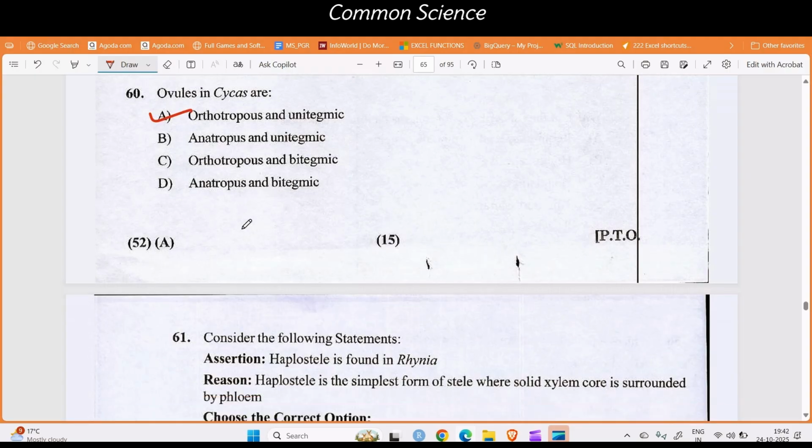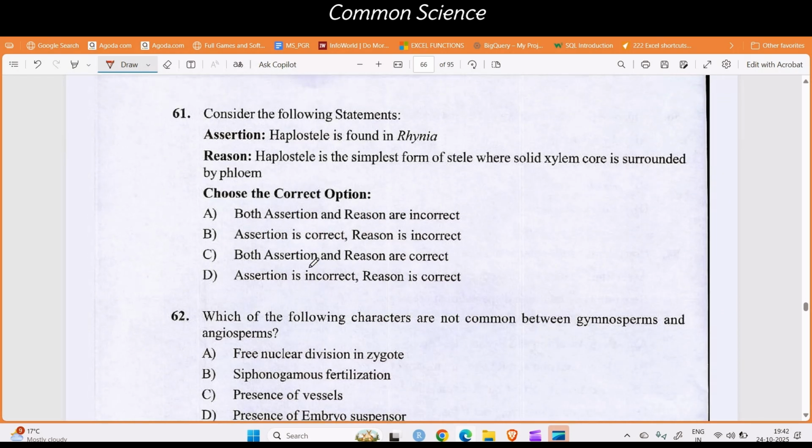Okay. Question number 61. Haplostele is found in Rhynia. Yes, Rhynia is a fossil pteridophyte, and yes, they have the simplest form of stele called a haplostele. Haplostele is the simplest form where a solid xylem core is surrounded by phloem. This is xylem and this is phloem. So both assertion and reason are correct. Option C.